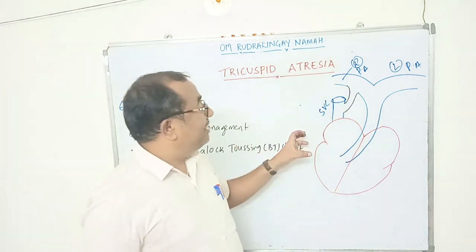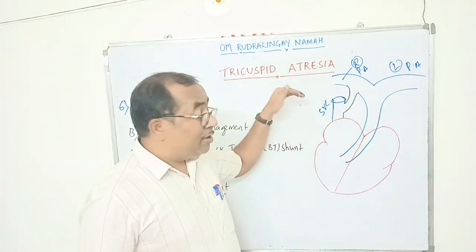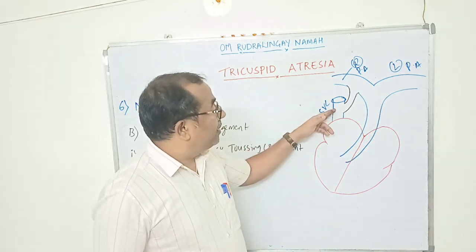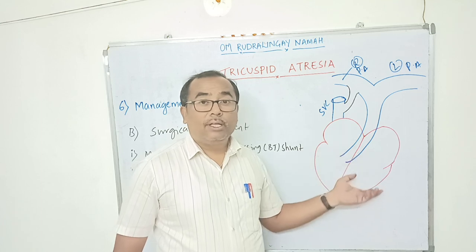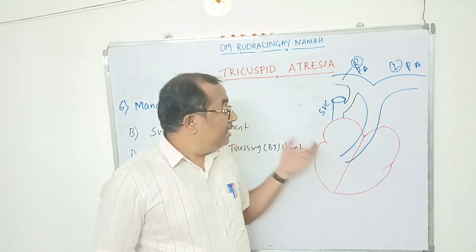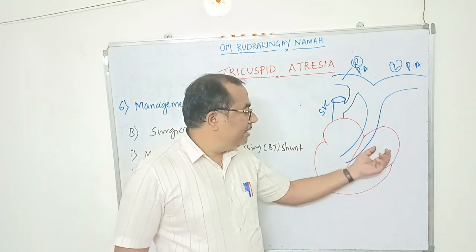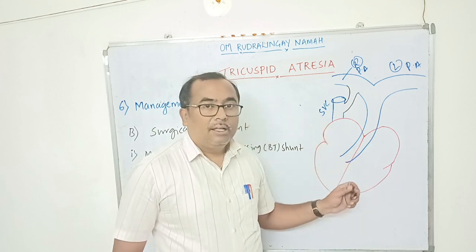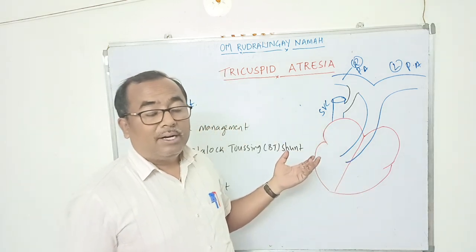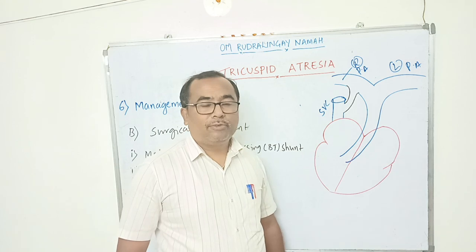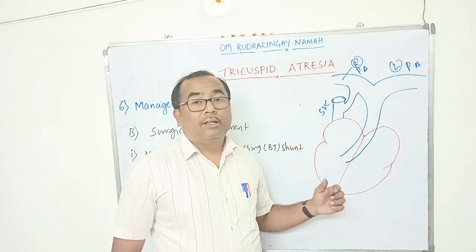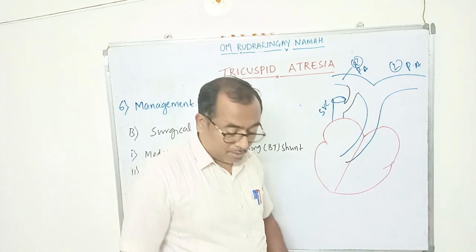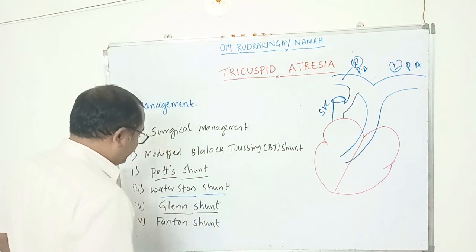Deoxygenated blood is directed from the superior vena cava to the right pulmonary artery. So there is increased pulmonary blood flow and increased oxygenation of blood. Increased oxygenated blood will come to the left atrium and left ventricle, and with contraction of the left ventricle, the increased oxygenated blood supply will go for peripheral tissue perfusion. This will reduce the cyanosis, thereby improving the oxygenation of tissues. So this is Glenn shunting.